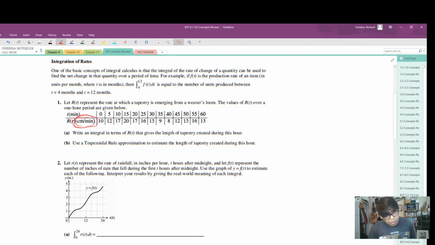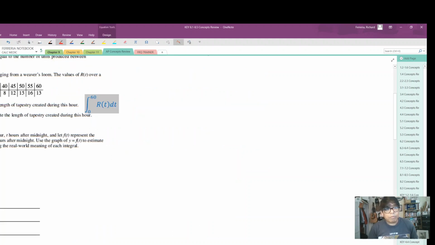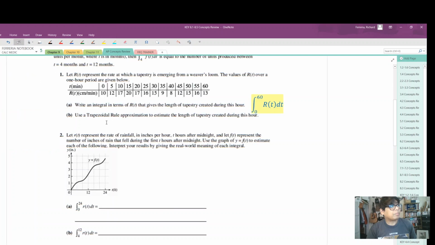That means if I integrate over a number of minutes, the integral of R is going to give me a total number of centimeters, in this case, of tapestry. So R is the rate at which the tapestry is emerging in centimeters per minute. Then if we integrate R over a number of minutes, t, we'll get the length of the tapestry. So boom, the integral from 0 to 60 of R(t) is going to give me the amount of centimeters produced during that 1 hour.